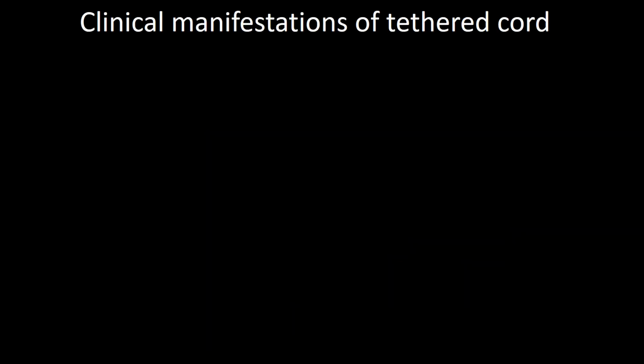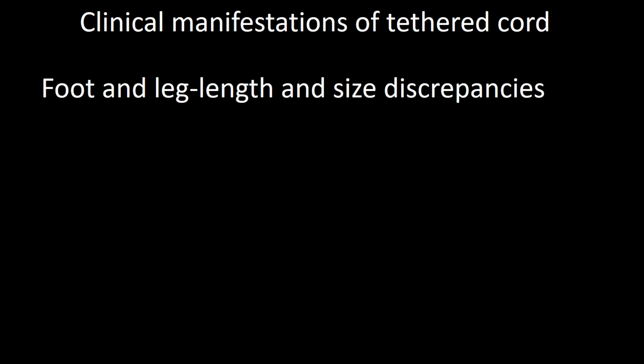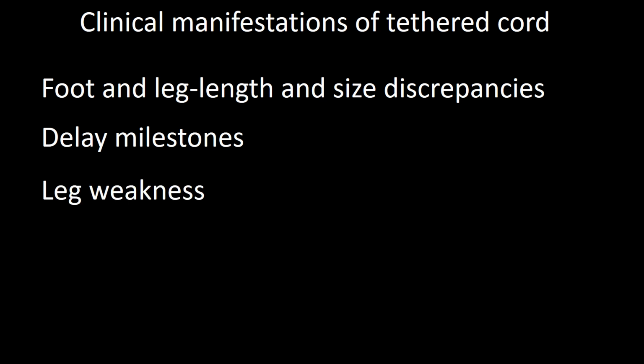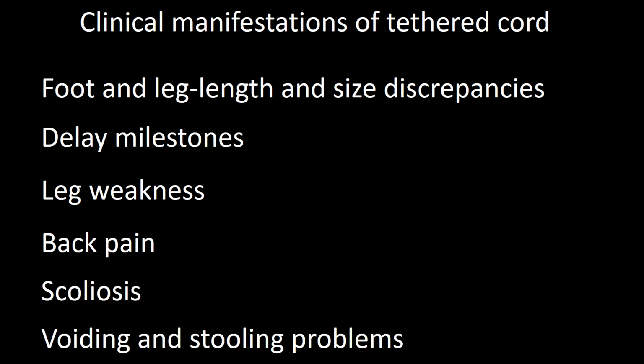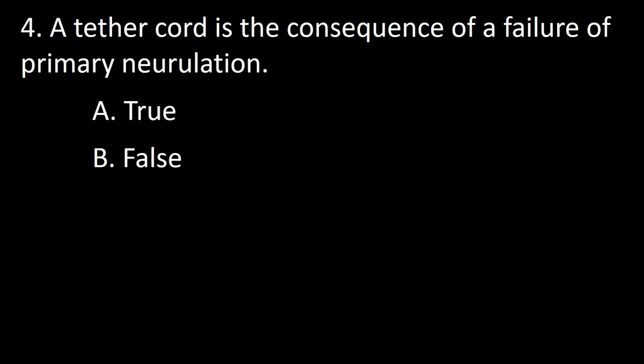Manifestations of tethered cord are age-specific. Severe tethering early on can produce foot and leg length and size discrepancies and also delay milestones. In older patients, we tend to find leg weakness, back pain, and scoliosis. Rarely, in children and adults, we may find voiding and stooling problems. So the answer to this question is B.